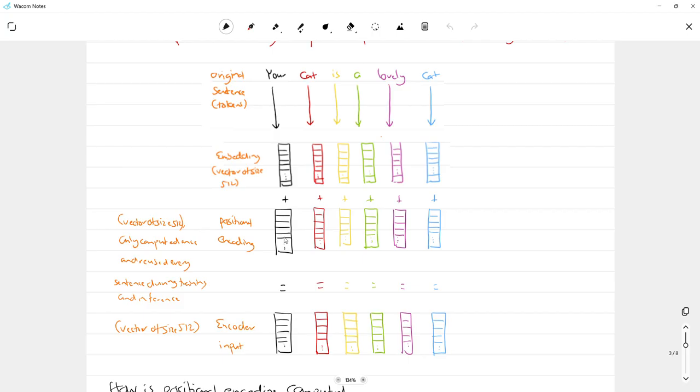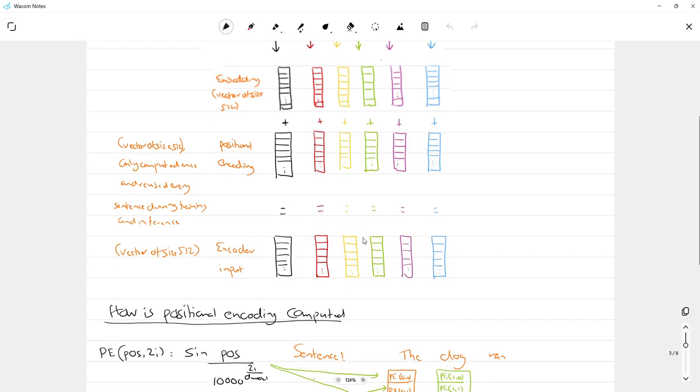512, with reference to the example taken here. So these are the vertical bars that we see here. The positional encoding is only computed once, and then reused for every sentence during both training and inference. It is not something the network learns in the same way it learns word embeddings. It is a fixed pattern added to the input.